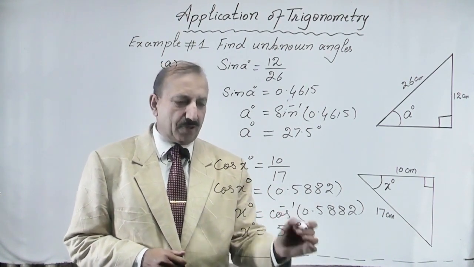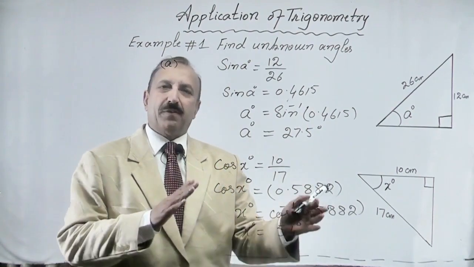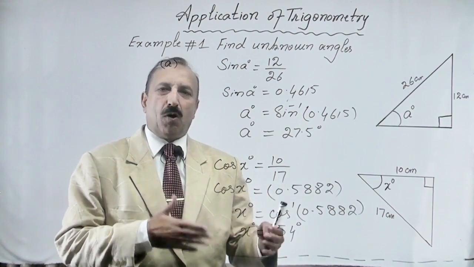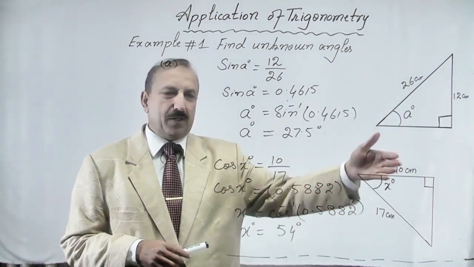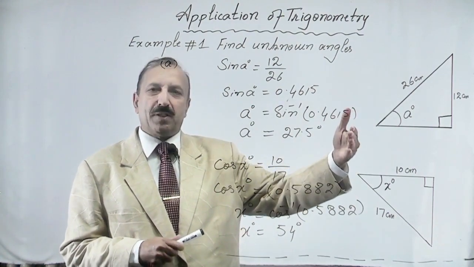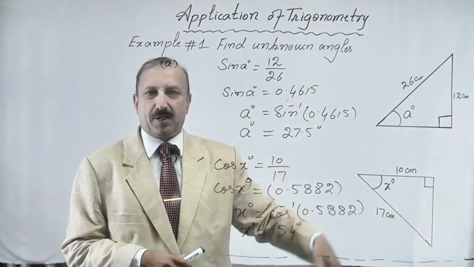I have written its rounded value. This is 54 degrees, my dear student. This is the way, the initial use of trigonometric ratios to find the value of angles. And here you can see the sine and cosine trigonometric ratios help us to find the respective angle in both parts.